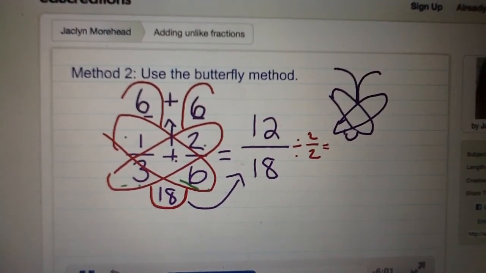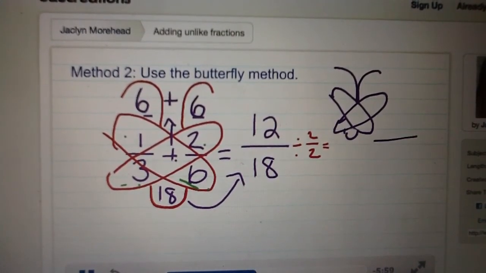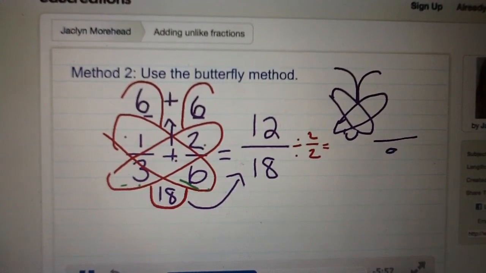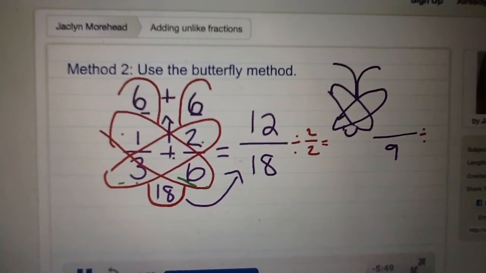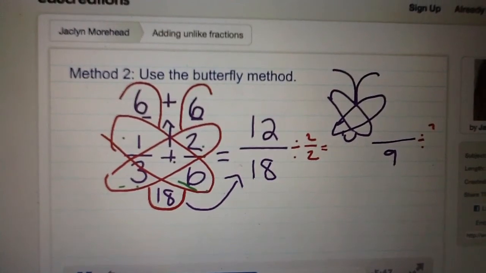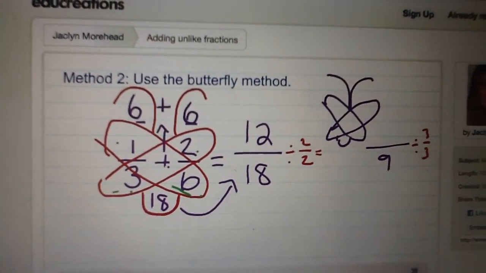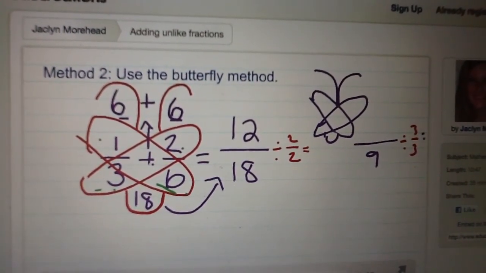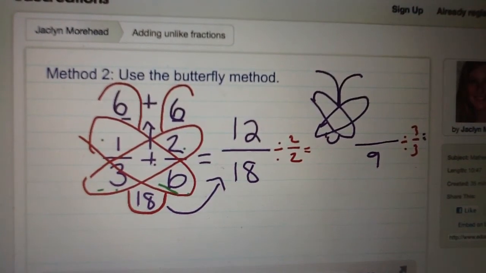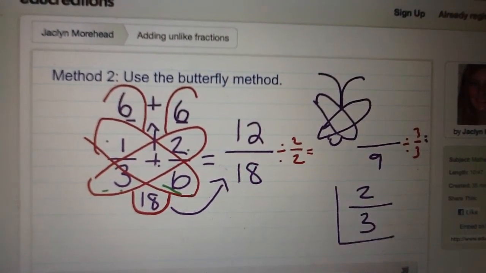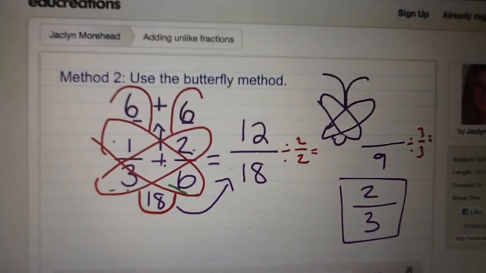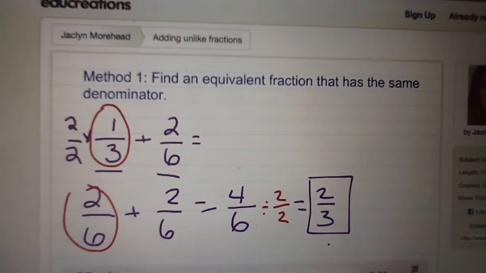12 divided by 2 equals 6. And 18 divided by 2 equals 9, except I look at this fraction, 6 and 9, and I notice, what do 6 and 9 have in common? They have a 3 in common. 6 can be divided by 3, and 9 can be divided by 3. So 6 divided by 3 equals 2, and 9 divided by 3 equals 3. Look at that, 2/3. If I flip back to the last page, I also got 2/3.